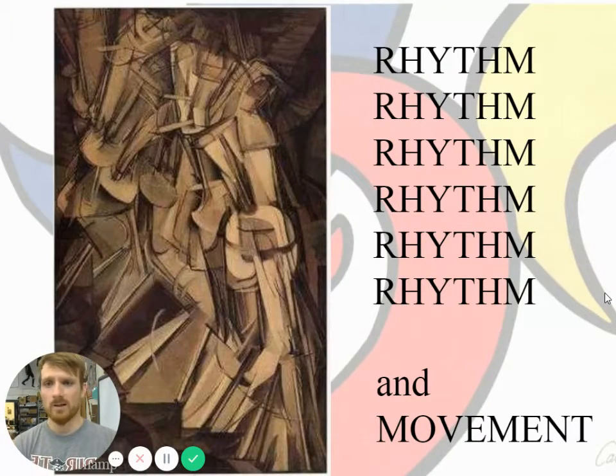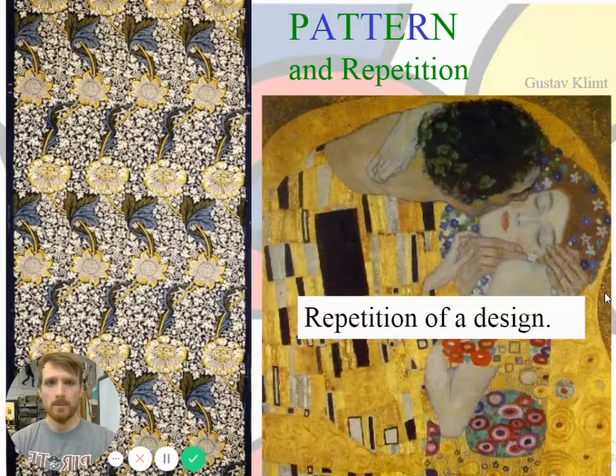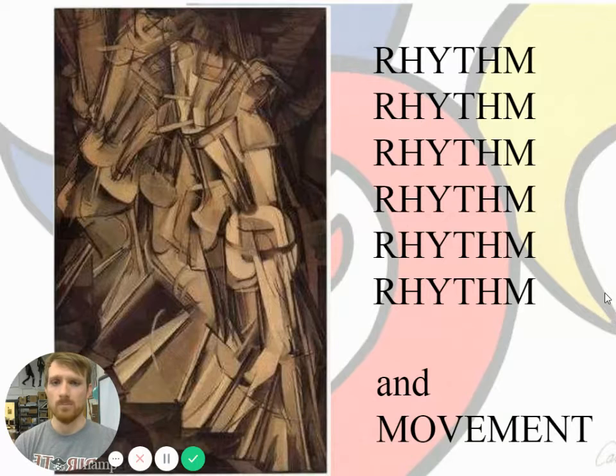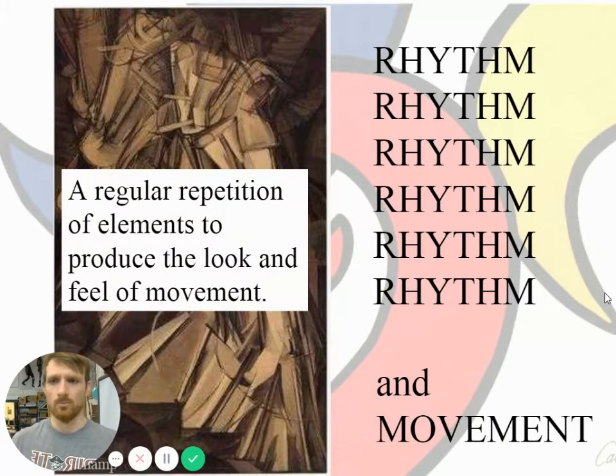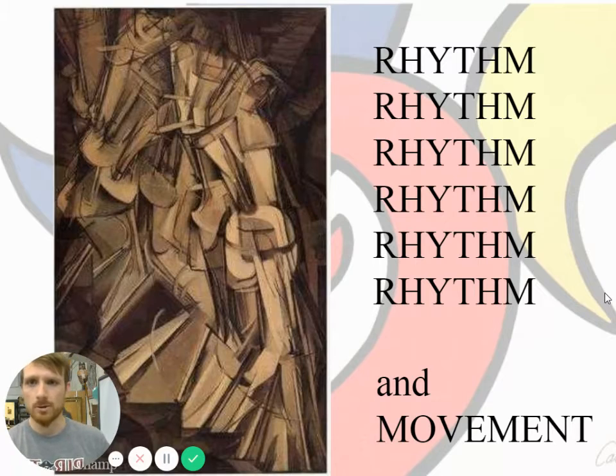Rhythm and movement are just similar to pattern and repetition, but it moves your eye through. It's a regular repetition of elements used to produce the look and feel of movement. So in Marcel Duchamp's Bride Descending the Staircase here, you're looking at this form kind of moving throughout that piece.